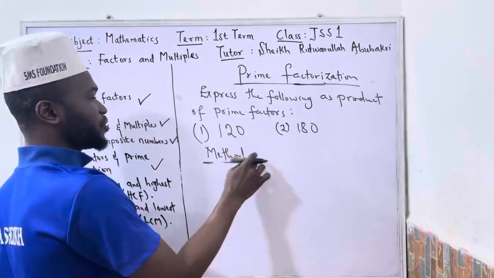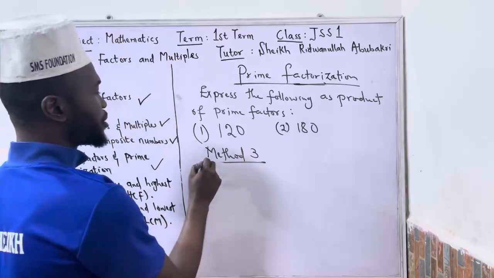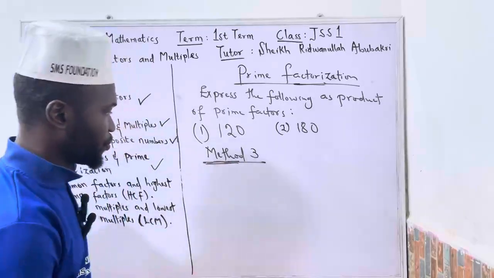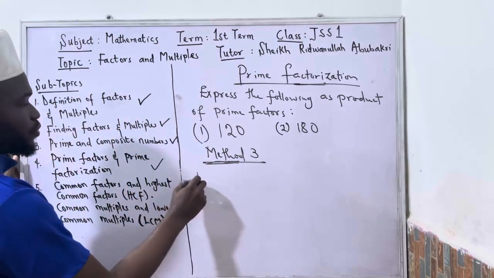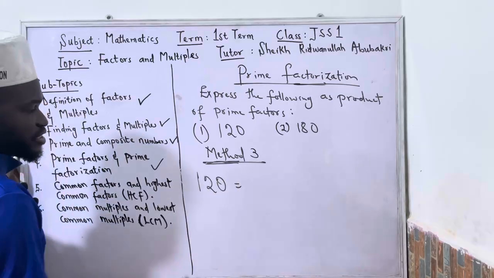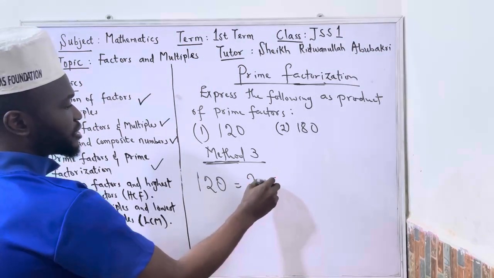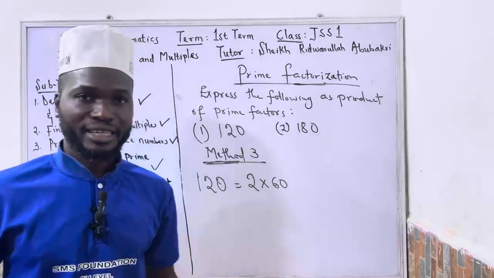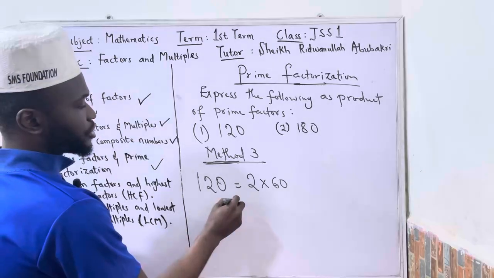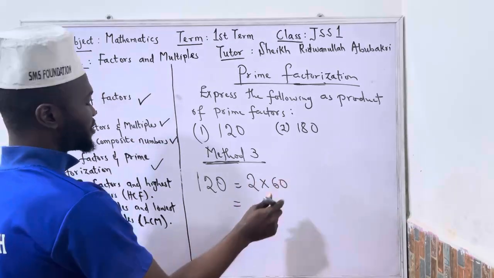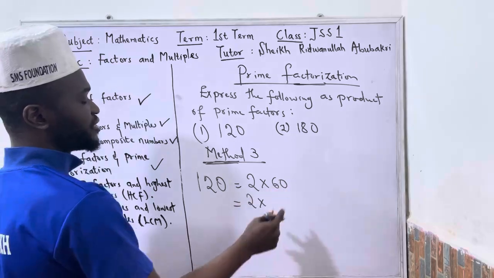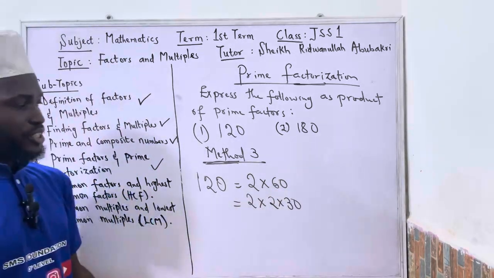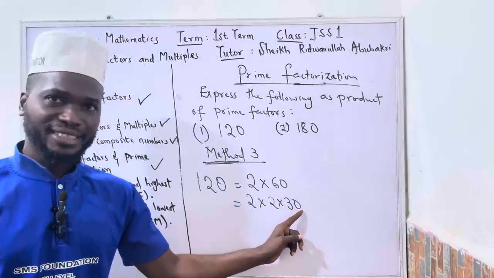Let's go for one more method on prime factorization. I will call it method 3. This is the method of successive multiplication. Now, if you look at 120, I can simply write it as 2 times 60. So 2 is a prime number, but 60 is not. So I will just break 60 again. 60 can be broken as 2 times 30. Now you can see that I have 2 and 2, but 30 is still not prime.